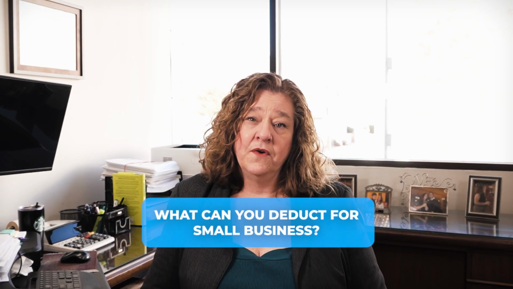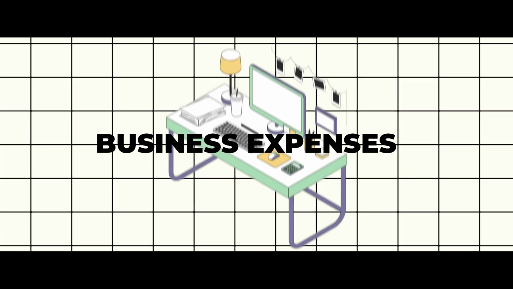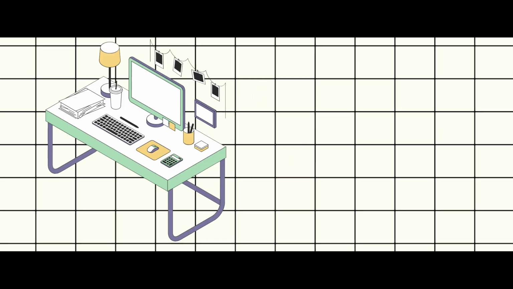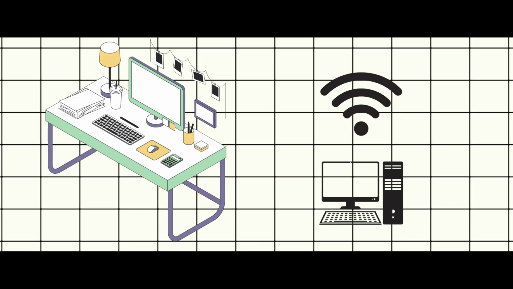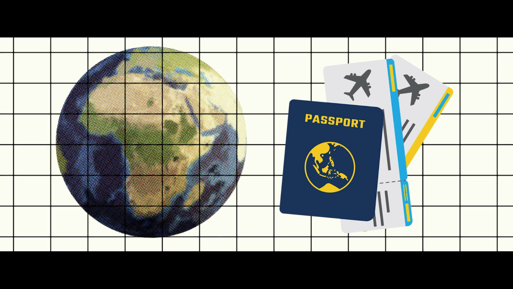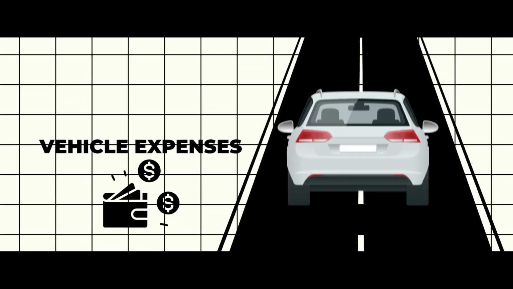So let's start with what kind of things you can deduct for your small business. You're going to have things like your business expenses for running an office. Maybe you need some internet access, maybe a computer. Otherwise, maybe you have some travel and you need your car and vehicle expenses. It all depends on your business. You will have specific things just for your business, but all of those deductions need to be managed.